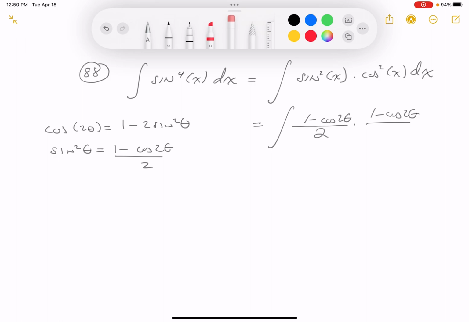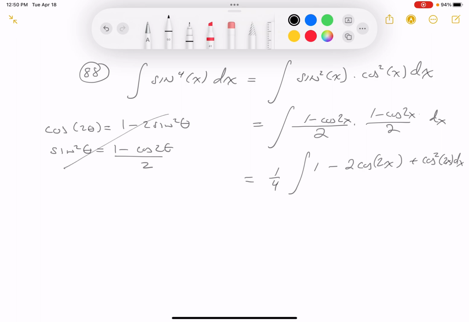And let me get my eraser out, and I'm going to erase this over here. It's not 2 theta, it's 2x. Sorry about that. dx. What I'm going to do now, I'm going to multiply it. And when you do that, you get 1/4. And then you get 1 times 1 is 1. Then you get 2 cosine 2x plus cosine squared 2x dx.